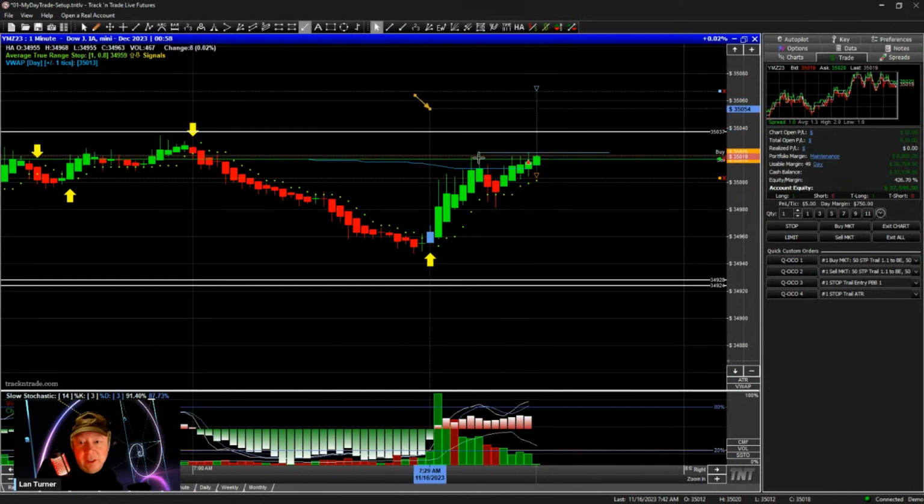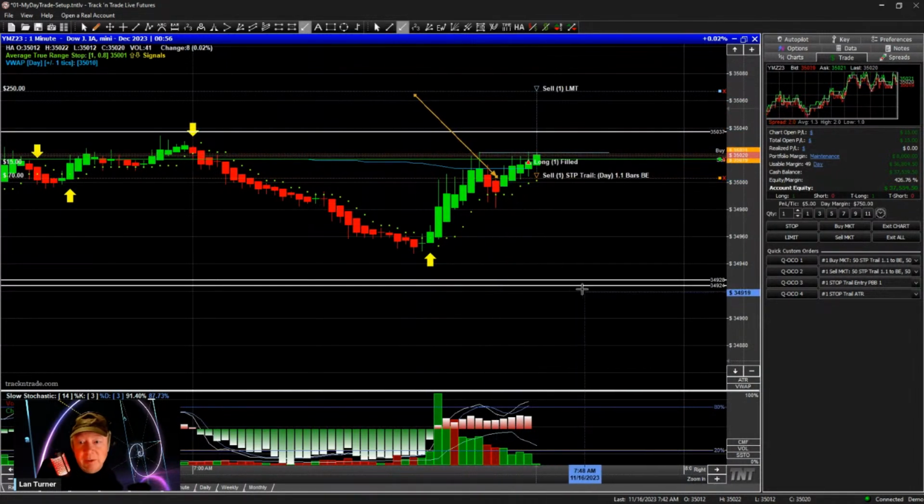Right here's where I generally like to get in. I like to get in right on a break above that first green bar. That first green bar breaking back up is the best place to get in, but we weren't paying close enough attention to get in down there. We got in on a break a little higher, so I wasn't feeling comfortable with it. Still don't feel too comfortable with it.